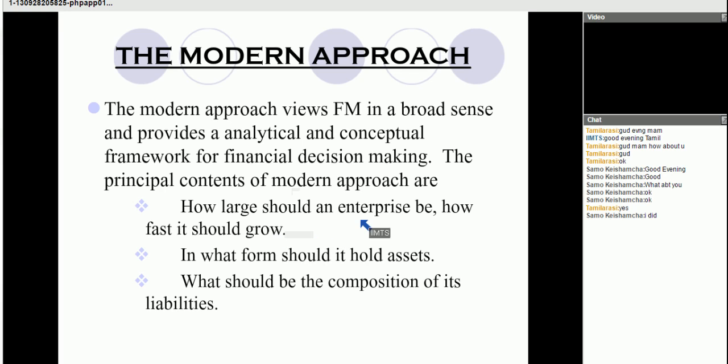Similarly, when an enterprise is set up, it is expected that within this span of time, maybe 5 years or 10 years from now, it should grow this much. Its profit should be in this proportion, its size should be in this proportion. That all is predetermined under the modern approach. In what form should it hold its assets? Then what should be the composition of its liabilities? Means how many shares should be issued, how many debentures should be issued, and all those aspects are covered under the modern approach to financial management.